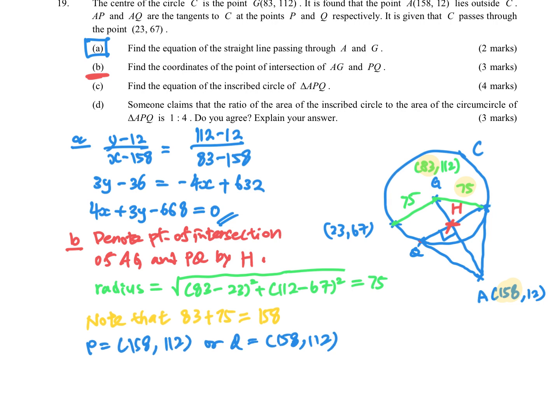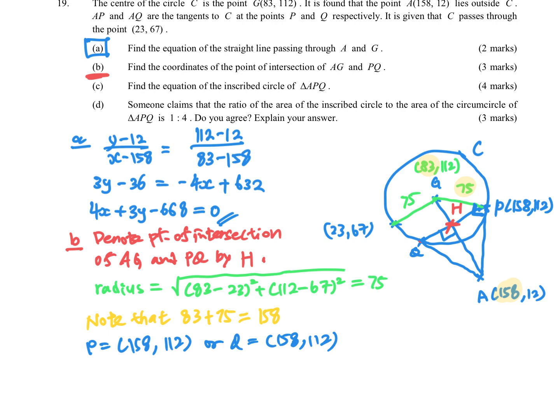That means very important. Okay, so you can see that AP is vertical and GP is horizontal because of tangent perpendicular to radius. Things like that. Okay, so that's why we have P now. So P will be (158, 112). So that means we have one point.